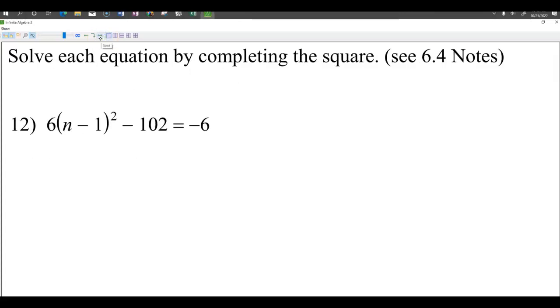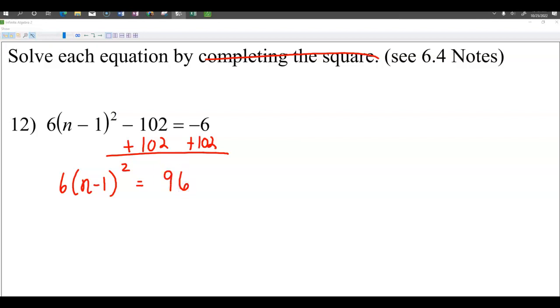Number 12. We want to solve this equation. It says by completing the square. You can ignore that. That's not something we really need to worry about. We just want to solve the equation. So we're going to add 102 on both sides is the first step. What would that be? 96, I think. The next step is to divide both sides by the 6. So we want to get rid of the numbers that are outside the parentheses first. So I added the 102 and divided the 6.